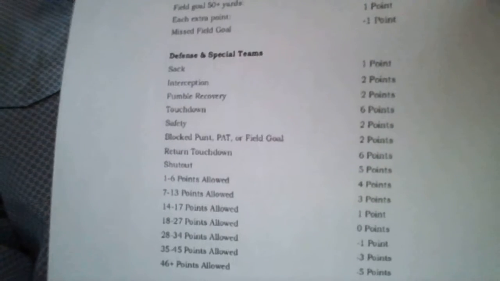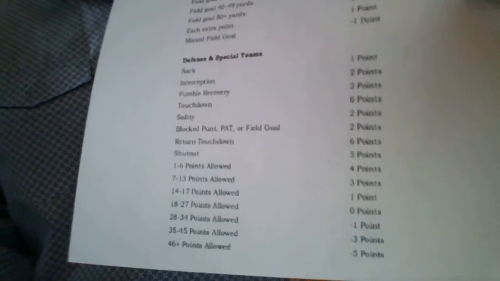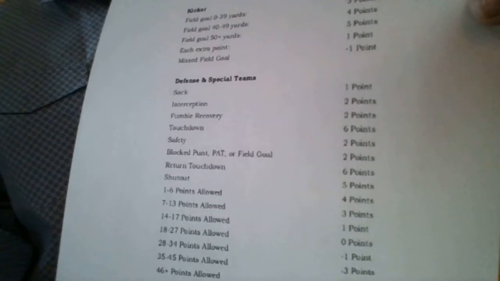When it comes to defense and special teams, as you can see right down here, that's where it gets tricky. A sack is 1 point, an interception is 2 points, a fumble recovery is 2 points. And if your defense scores a touchdown, however, that could be an interception return, a fumble return, a punt return for a touchdown, or a kickoff return for a touchdown, any way your defense scores a touchdown, they get 6 points.